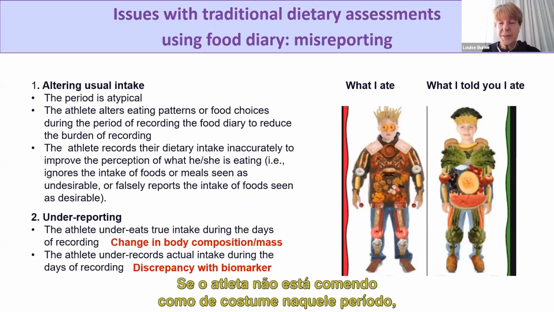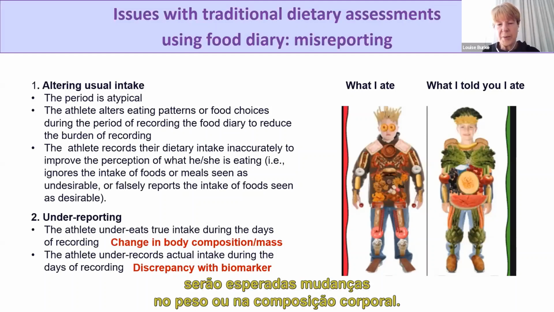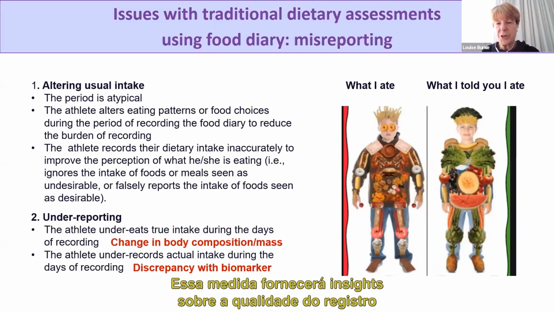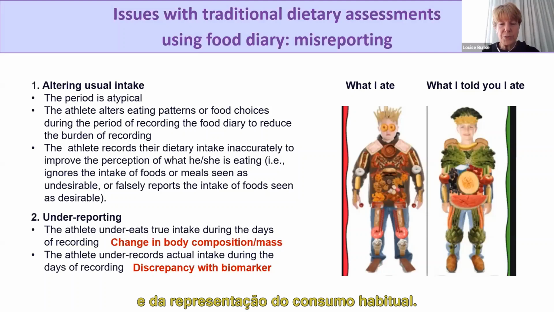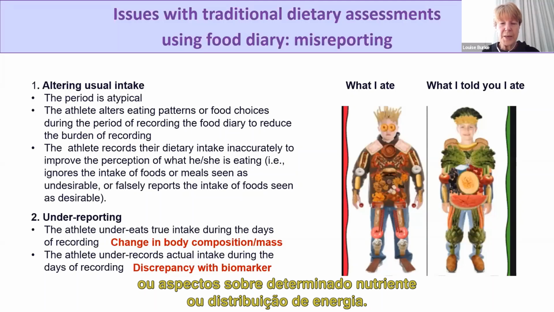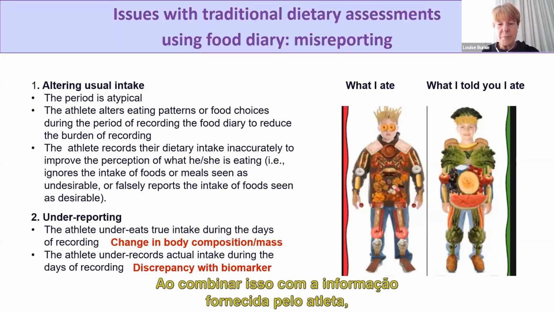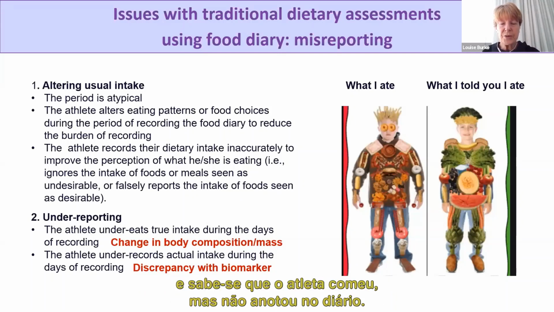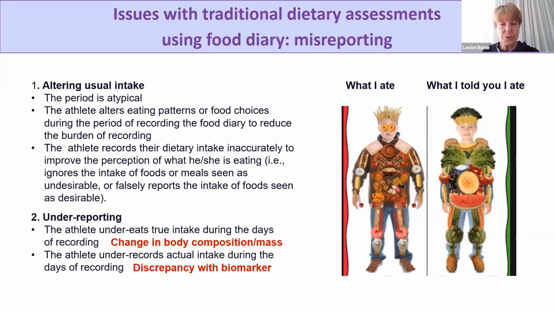If an athlete is not eating as much as they normally do during that period of time, you'd expect to see a change in their body weight or their body composition. And if you can measure that, that gives you some insight into how well they've kept the record, or how well that record is representing what they normally eat. But sometimes we can use biomarkers. You can measure something about the food intake or some aspect of a nutrient or energy distribution. And if you then match that with what the athletes recorded on their food intake and you find a discrepancy, then you know that they've actually eaten the food but haven't recorded it on the record.